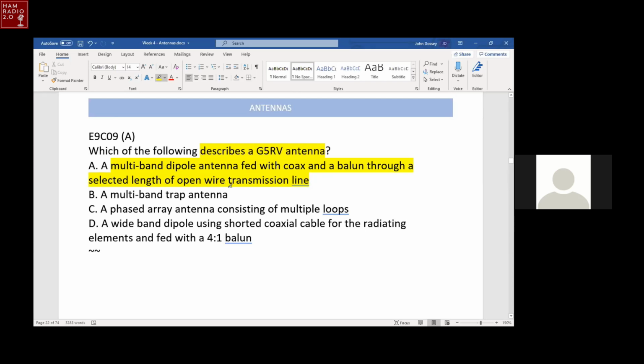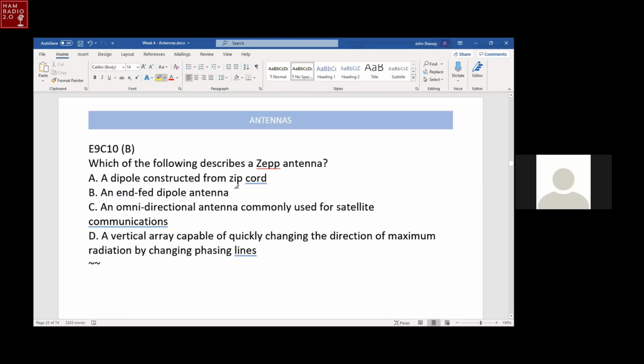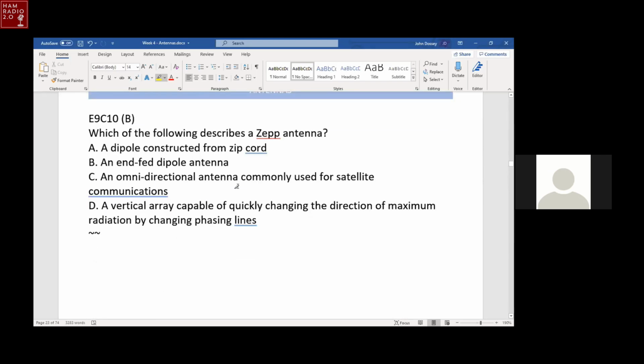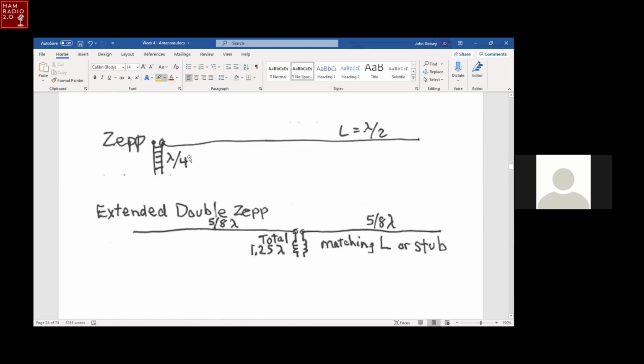So that's a G5RV. Which of the following describes a ZEP antenna? Next page shows the ZEP antenna. A ZEP antenna is a ladder line where one side is not terminated at the top. The other side feeds a half-wave wire.